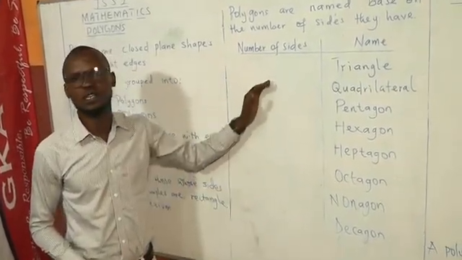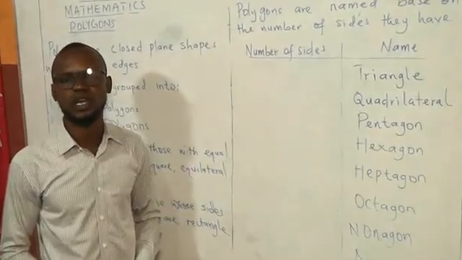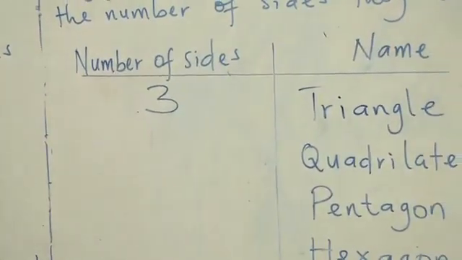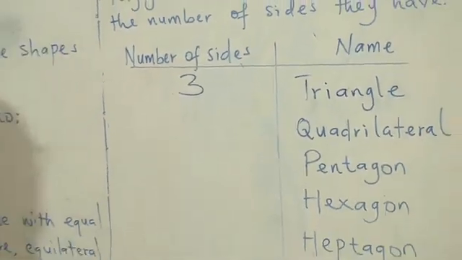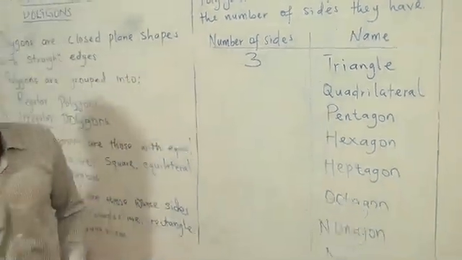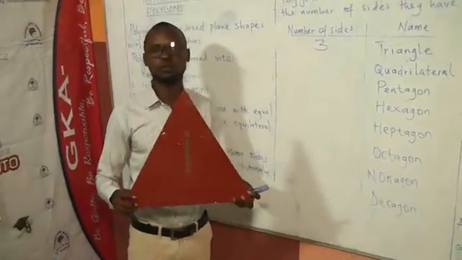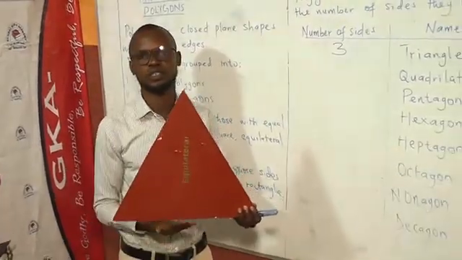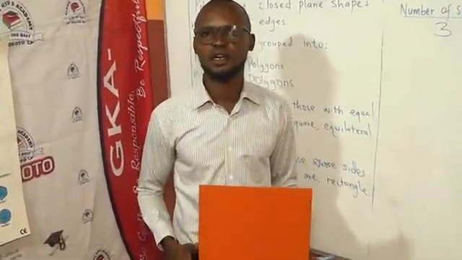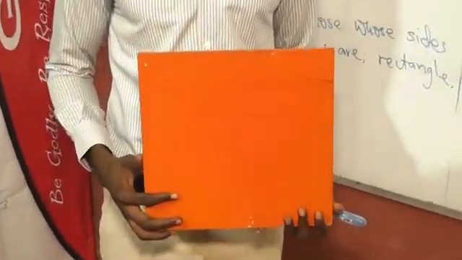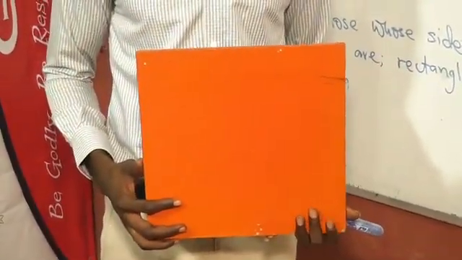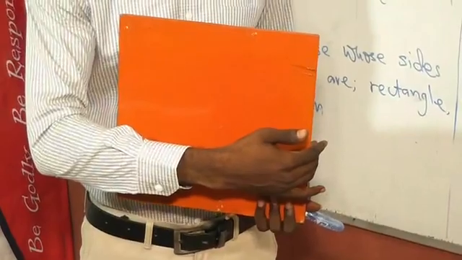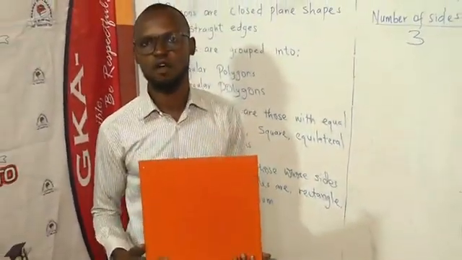The first on the list is a triangle. A triangle is a polygon with 3 sides. So when you see any shape with 3 sides that are closed, it is a triangle. So this is an example of a triangle. 1, 2, 3 edges. The next is a quadrilateral. A quadrilateral is a shape with 4 sides or 4 edges. 1, 2, 3, 4. So it is called a quadrilateral. How many sides? 4 sides.